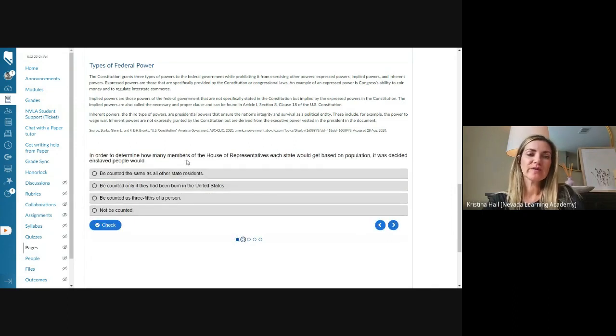In order to determine how members of the House of Representatives of each state would be based on population, it was decided enslaved people would be counted. Again, slavery was legal at the time of the writing of the Constitution. So the question became, how are slaves going to be counted into population?